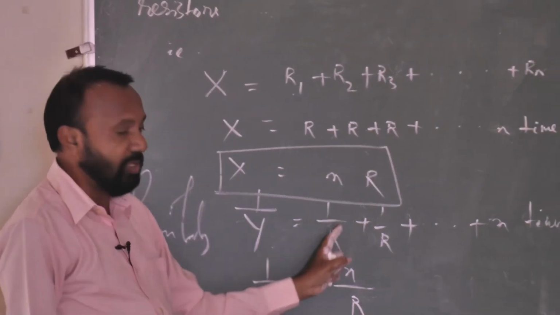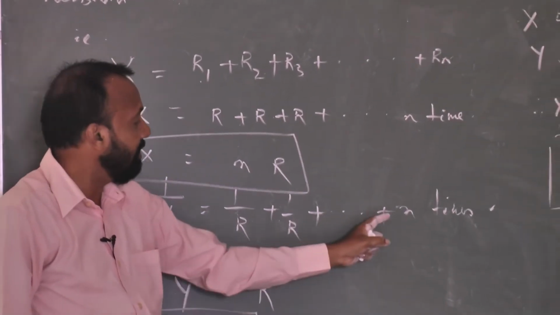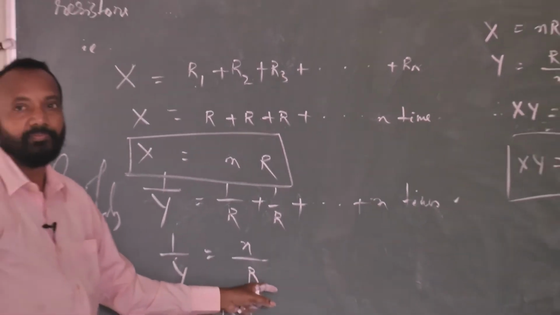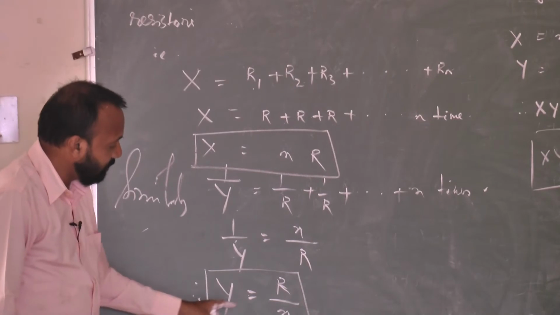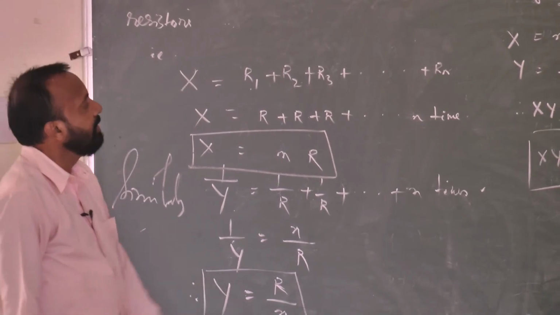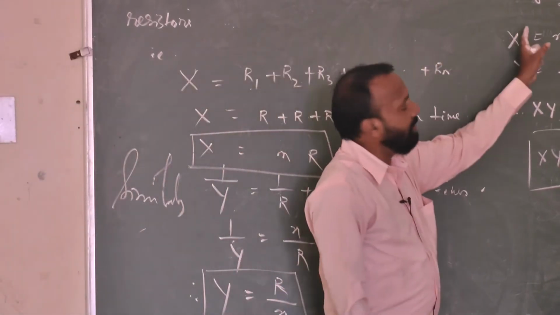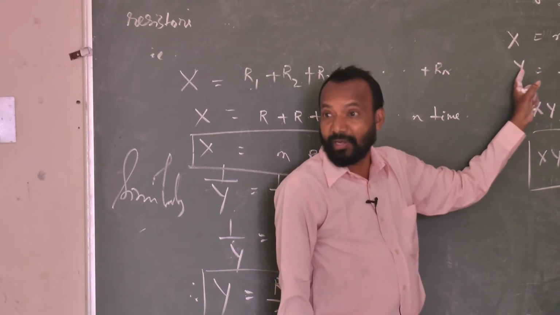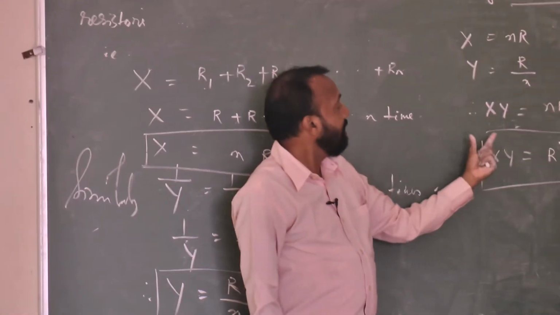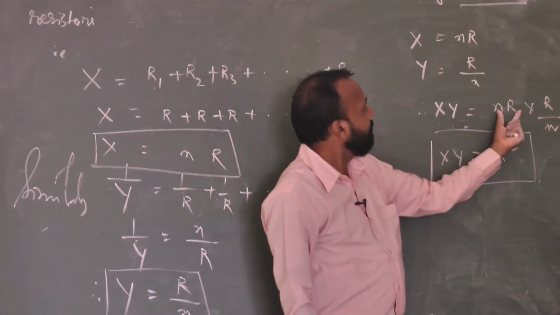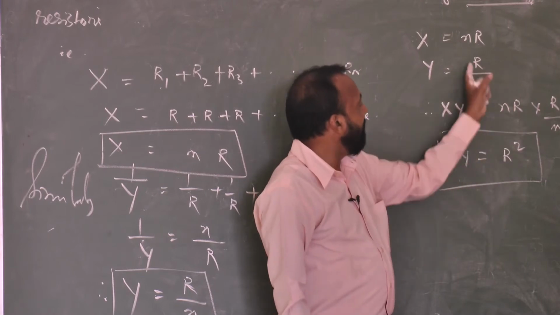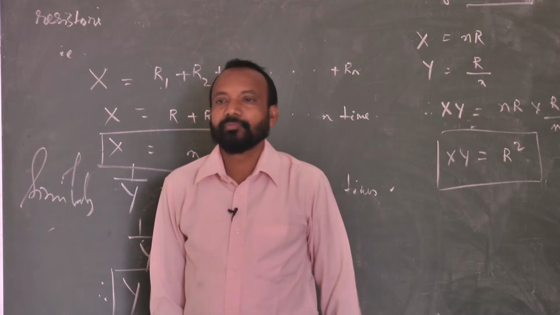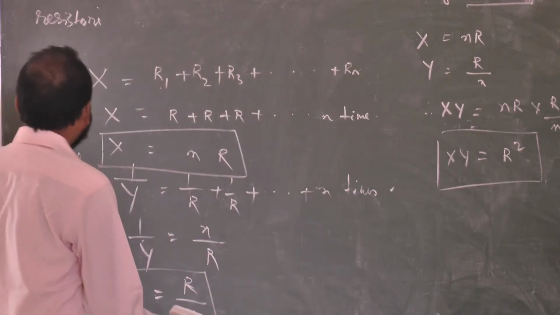Similarly, for the parallel combination we can write 1 by Y is equal to 1 by R plus 1 by R plus 1 by R, n times. So how much will you get? 1 by Y is equal to n by R. Then Y is equal to R by n. Here you have to calculate the product of X and Y, the effective resistance of the series combination and of the parallel combination. X is nR and Y is R by n, so nR into R by n is equal to R square. Very important question.